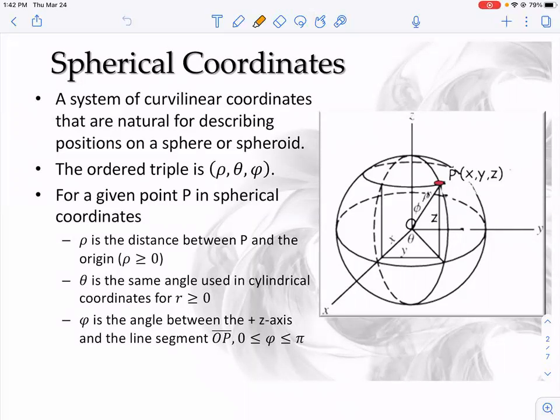So phi is the angle between the Z axis and the line segment, okay? So it's basically, we rotate in the XY plane, and then we rotate up or down. Does that make sense? That's why I stopped. So you need two angles and then you move out rho.